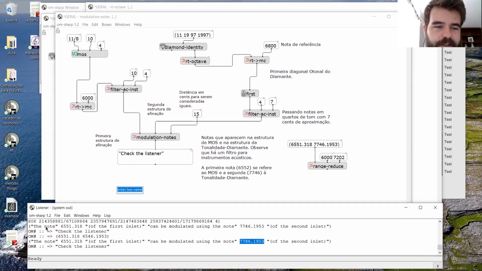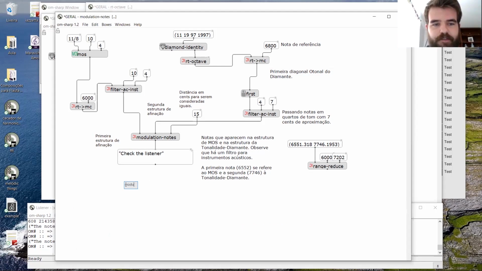But you can see that it's very hard to find these notes. It's not very easy. That is why I made this object. It works like modulation notes, but it will tell us what happens if we change the fundamental of the second tuning system.